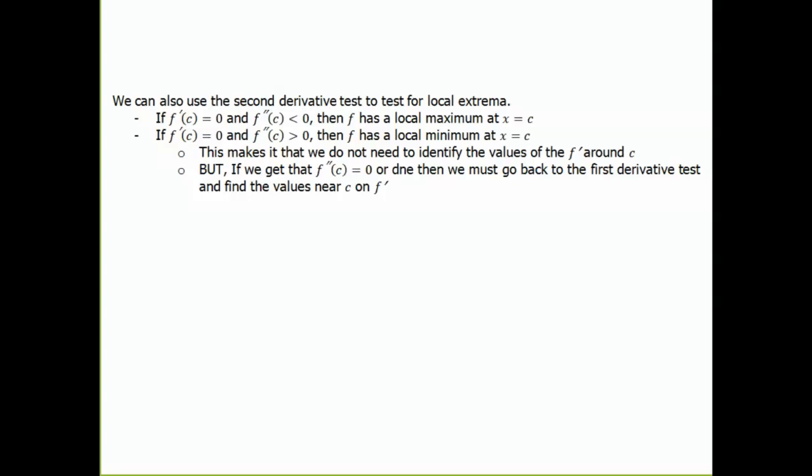The problem with this alternative second derivative test is if the second derivative is 0 or does not exist at point c. So there's only this one teeny tiny minuscule case in which this alternative second derivative test would not work.